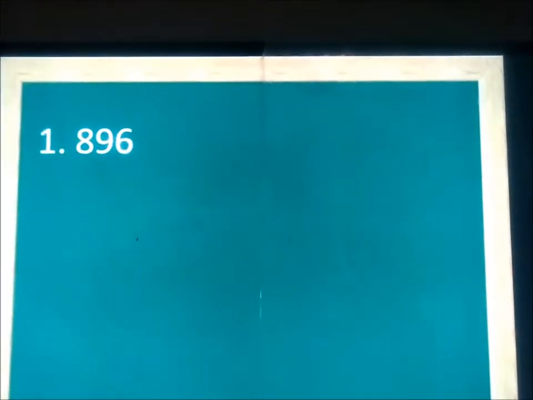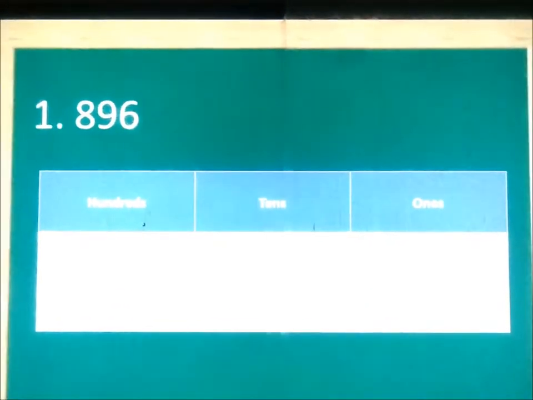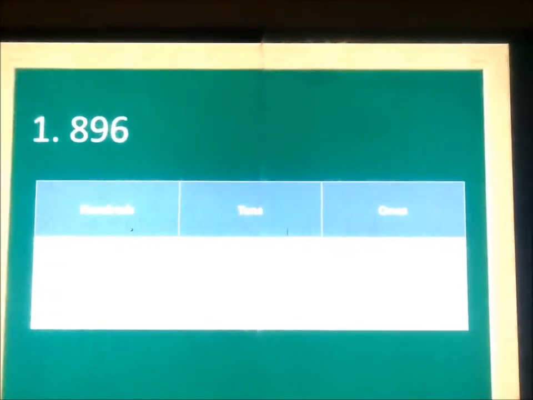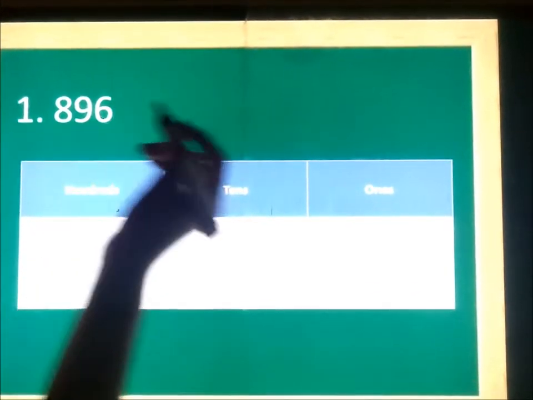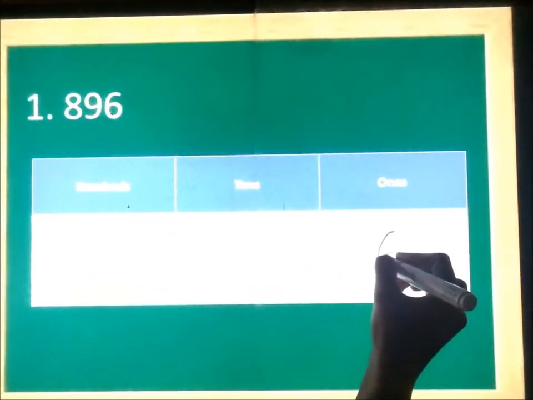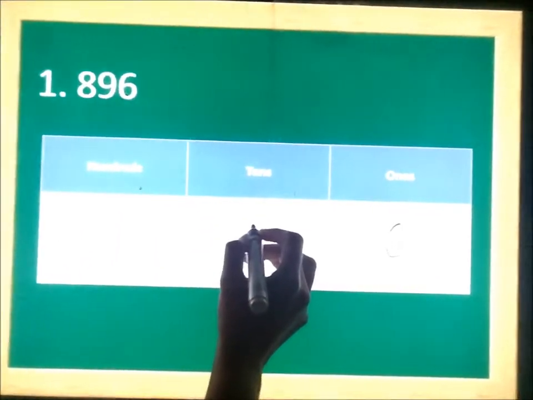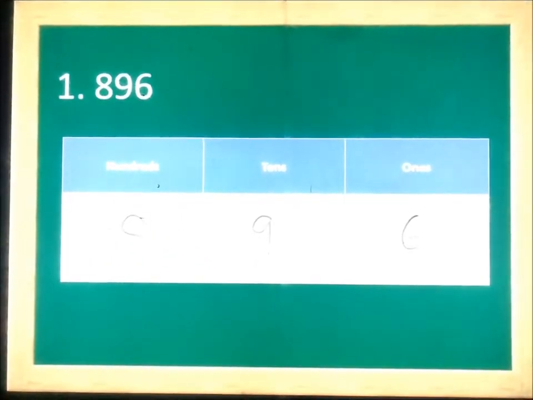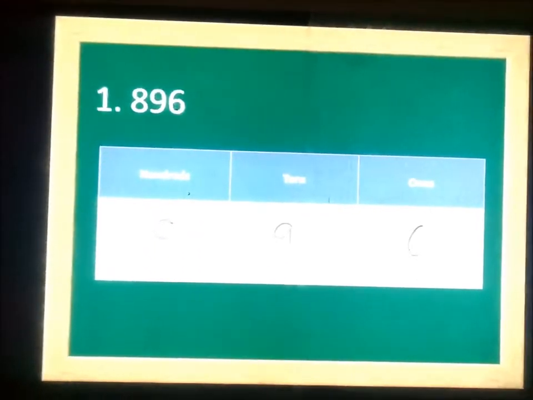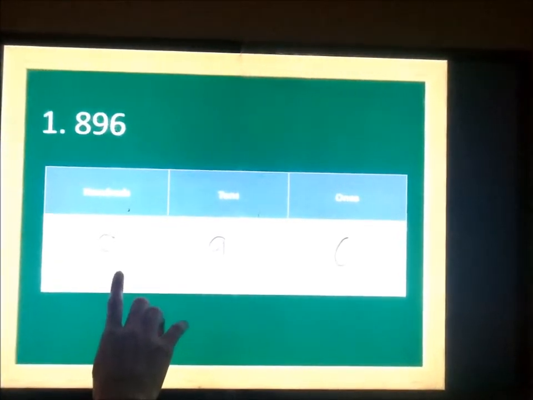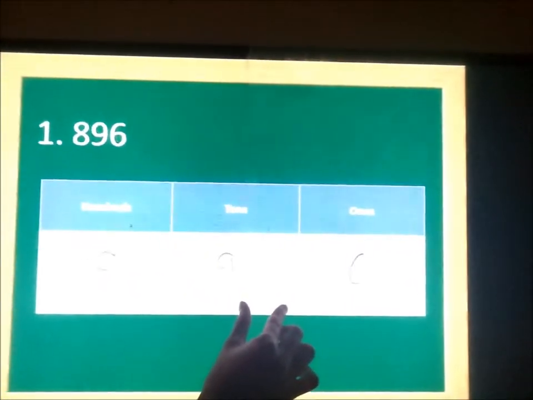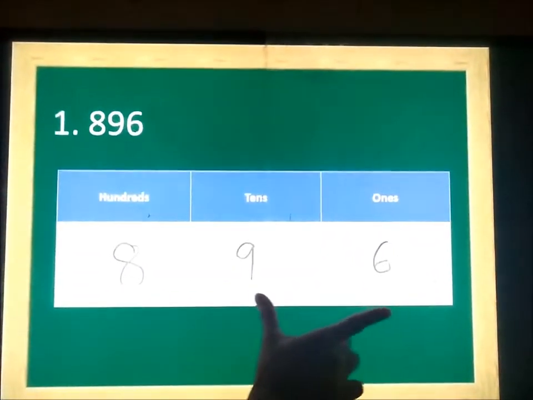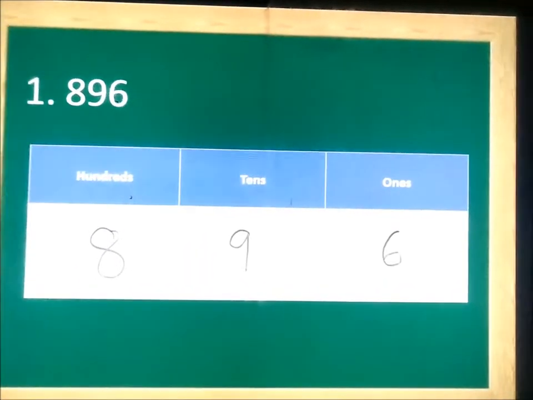Students, can you see a number which is written on your board? Which is that number? I cannot read that. I need a place value chart to read the number. So 6 comes under the head ones, 9 comes under the head tens, 8 comes under the head hundreds. So how can I read this number? It is 896. Now I know the number.